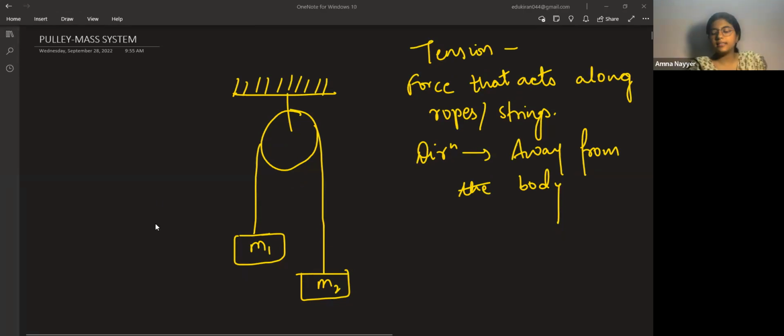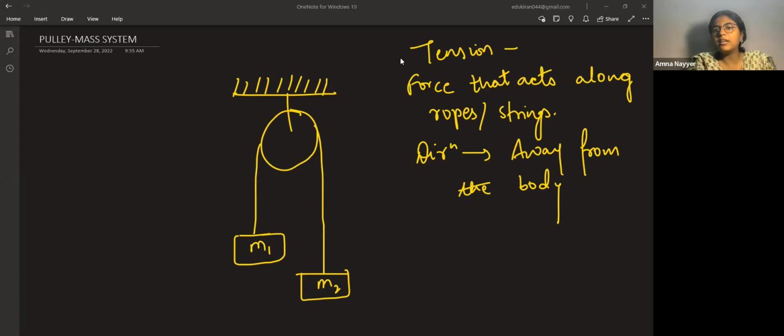See, pulley mass system, you will have a separate question on pulley mass system. So a pulley is kept and a single rope is tied. All right, this is a single rope. So all the forces that will act within the rope will be the same on this side or this side. So do not take the variables different. Now, what all forces will be acting?